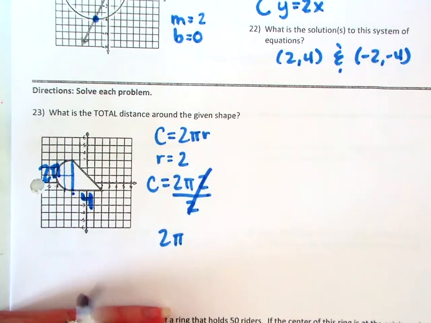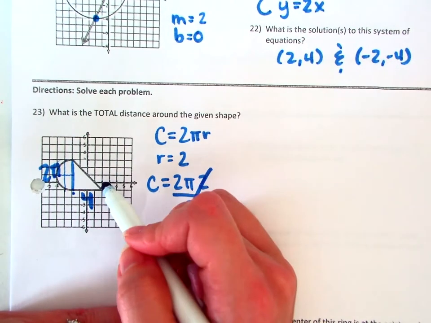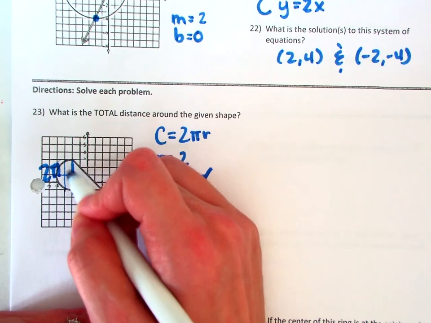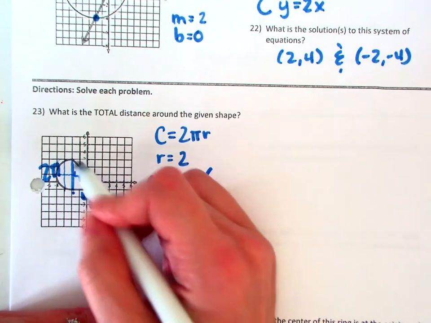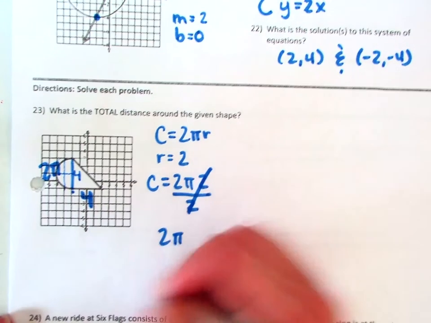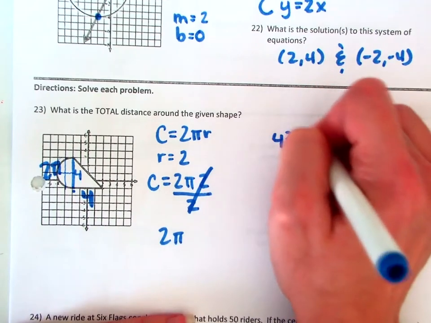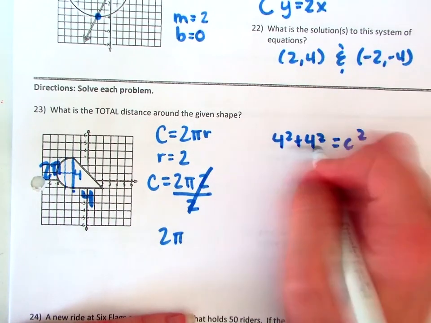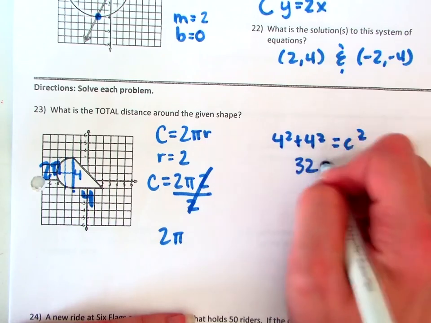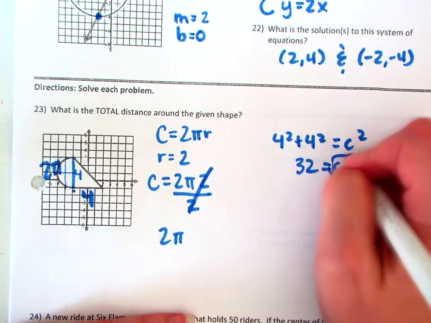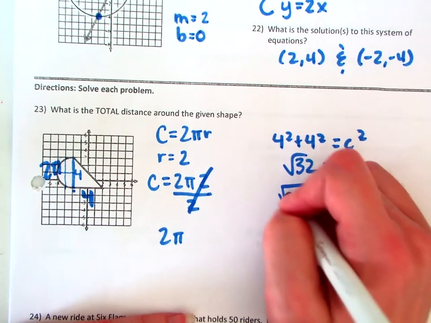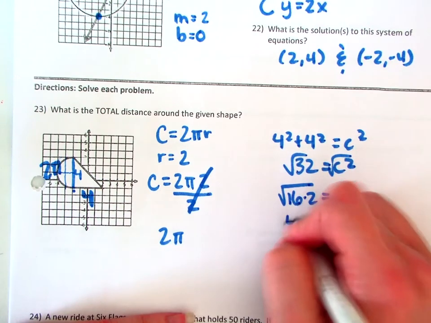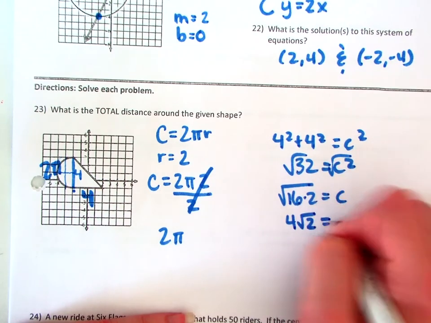So the only thing left I have to find out is what this length is here. So if I can recognize here that this is 1, 2, 3, 4 units as well, I could just use some Pythagorean theorem to find the hypotenuse here. So that would be 4 squared plus 4 squared. Those are the two legs, equals my hypotenuse squared. So that's 16 plus 16, which is 32, equals c squared. So when I take the square root of both sides, I think about 32 as being 16 times 2 is equal to c. The square root of 16 is 4, so 4 radical 2 equals c.